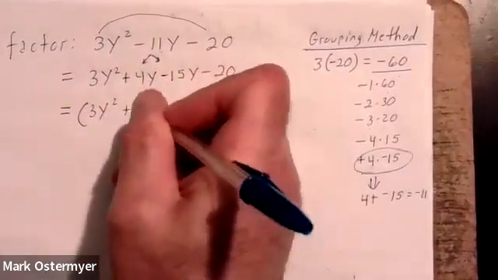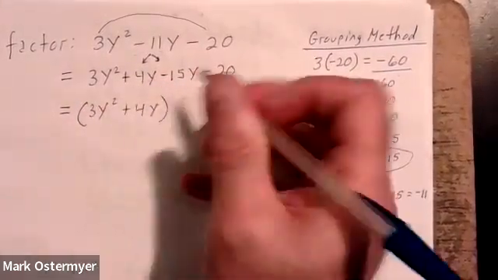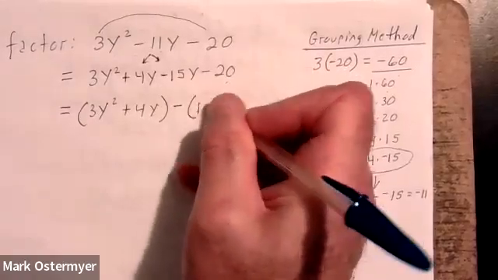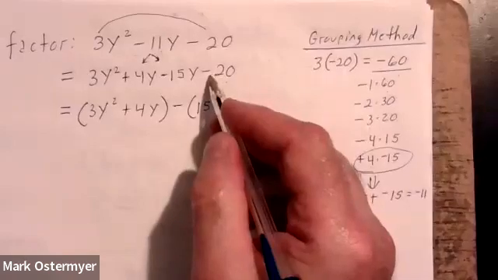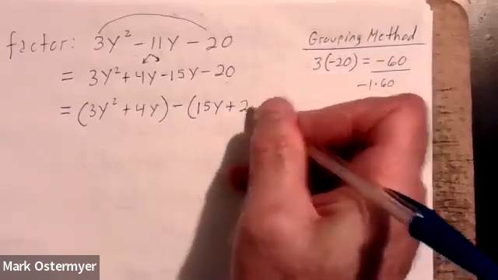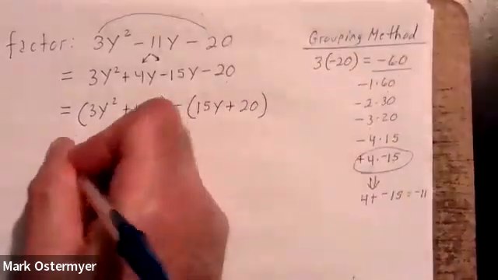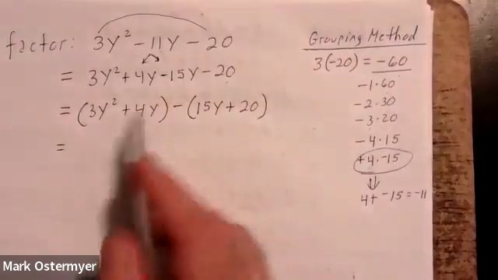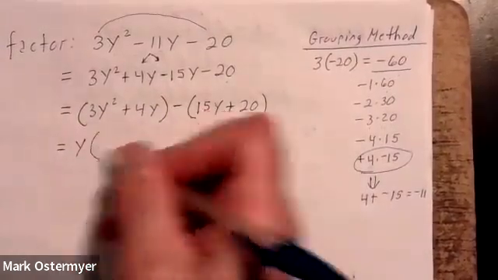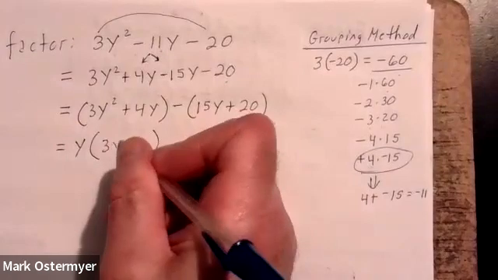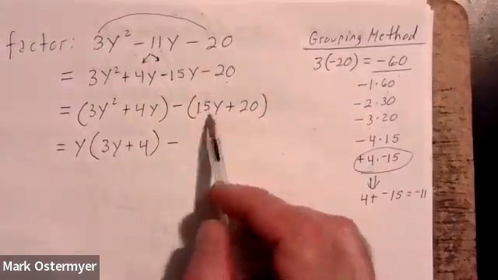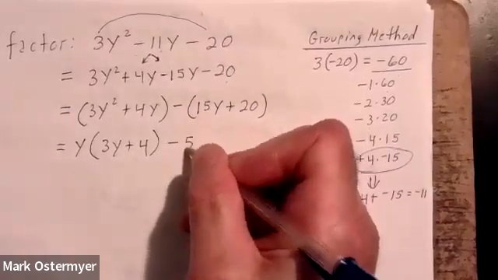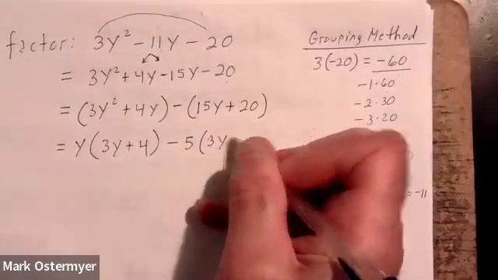So we group together our first 2 terms. Careful in grouping your last 2 terms together because I got a minus sign that precedes this 3rd term. So I must change the sign of my last term to avoid a sign mistake. What can I factor out of the first 2 terms? Factor out y, leaving behind 3y plus 4. And what can I factor out of the last 2 terms? 5, leaving behind 3y plus 4.